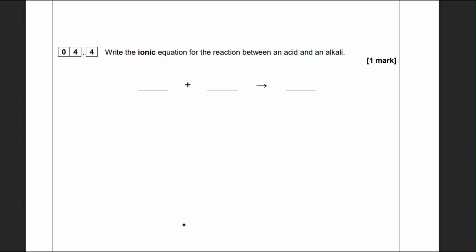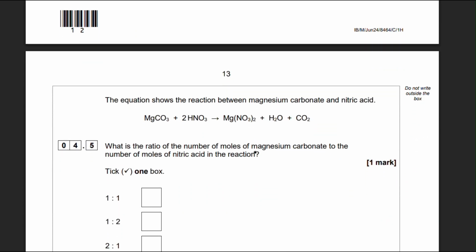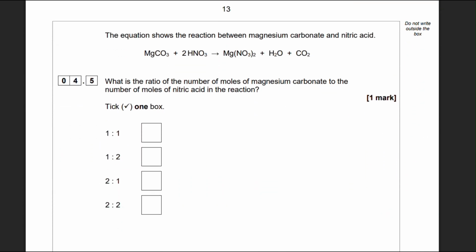And then write the ionic equation for the reaction between an acid and an alkali. This is for any acid. Acids are always represented by H+, so that could be nitric acid, it could be sulfuric acid, it could even be copper carbonate, which we saw earlier on this paper. And then any alkali is usually OH-, and they react together to form H2O, and that is your equation for any neutralization.